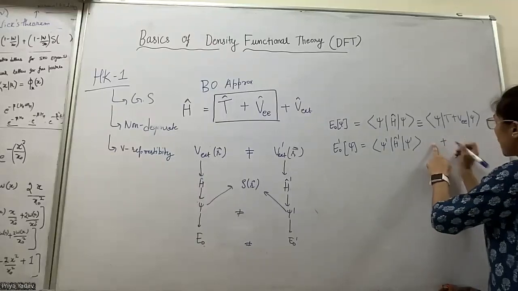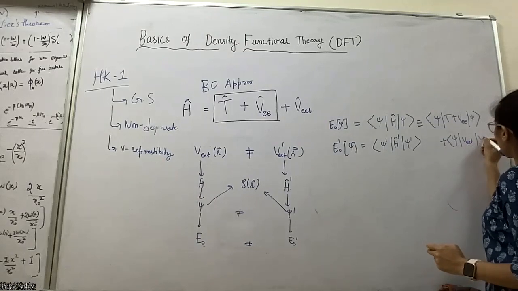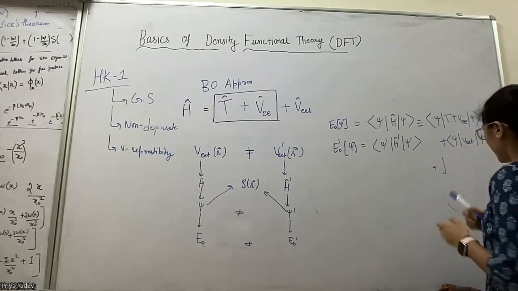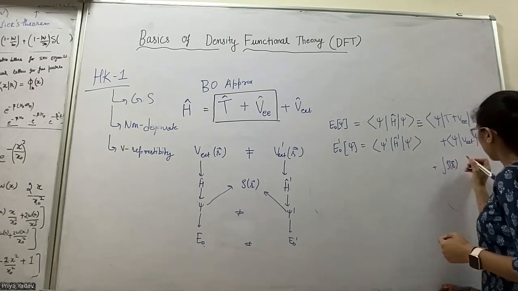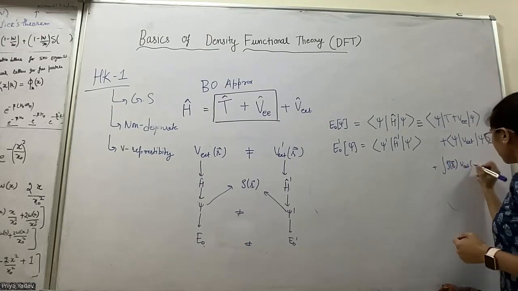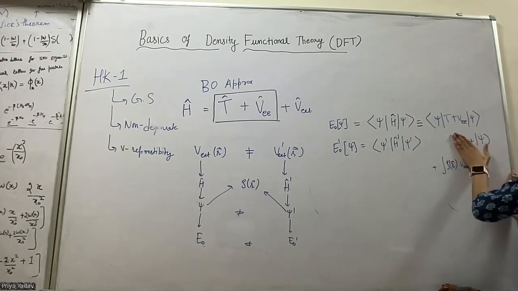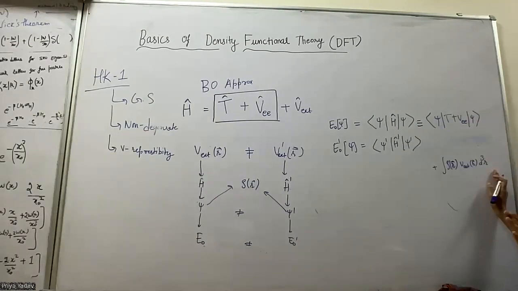So T plus V external psi. Plus I can write this part as psi V external psi. This one I can write as a functional of electron density, so I can write it as the integral of rho r V external r d3r. That's how I can write this part. I'm going to use it, that's why I've written it down.